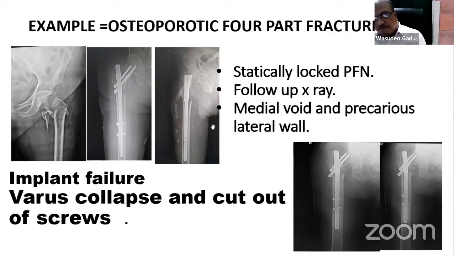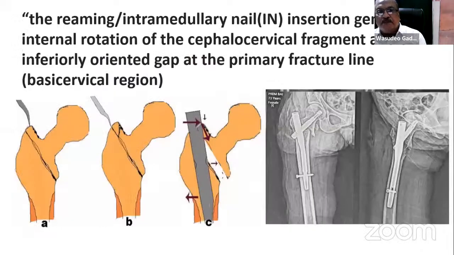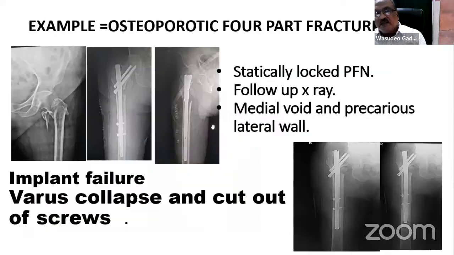So this is the thing that happens, and therefore even after doing only a valgus reduction, if you keep a gap like this and the bone wide, probably you are going to get a problem. And this is nothing but the same example of a reverse wedge effect like phenomenon.